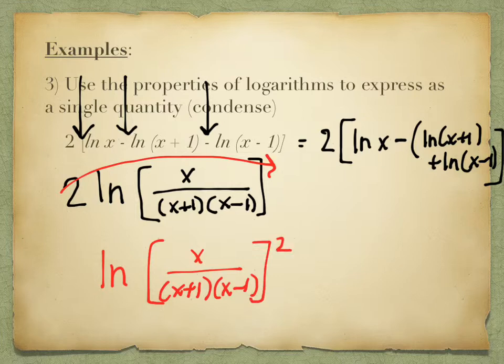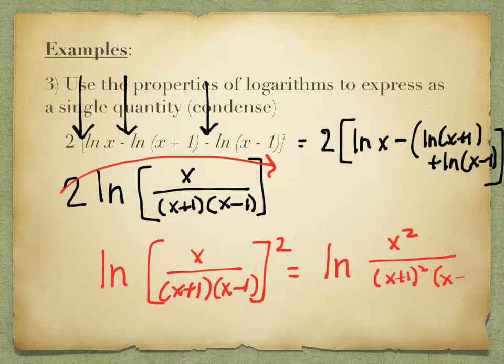If you don't want to leave the squared there, you could distribute the square at this point too. So either of these would be perfectly fine ways of writing your final answer. This would be x squared, this would be x plus 1 squared, and then x minus 1 squared.